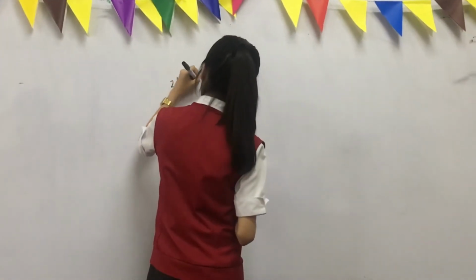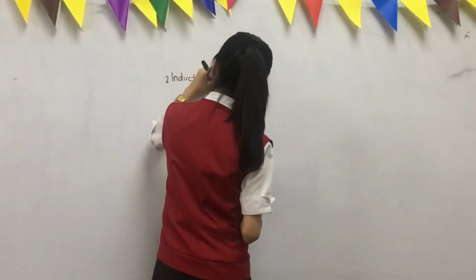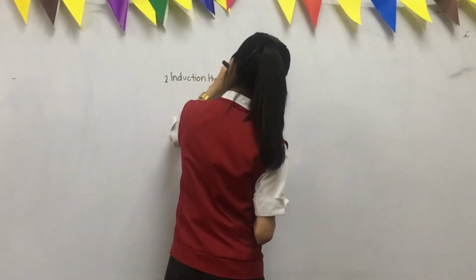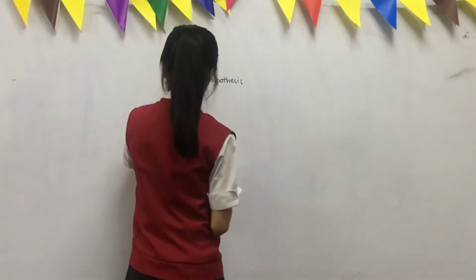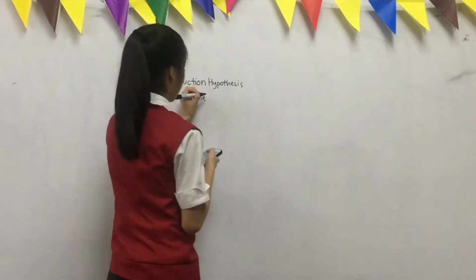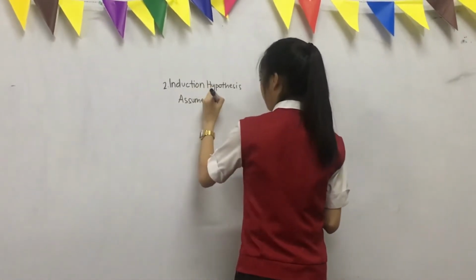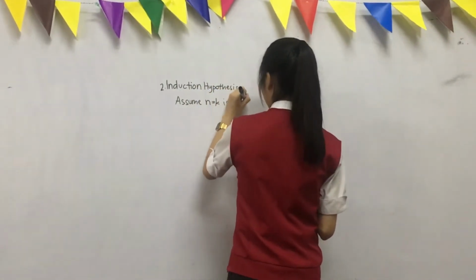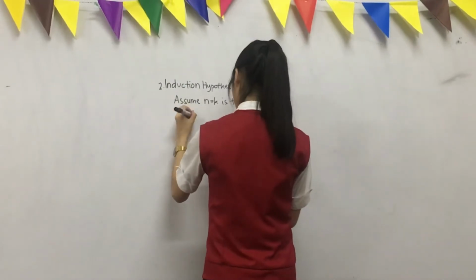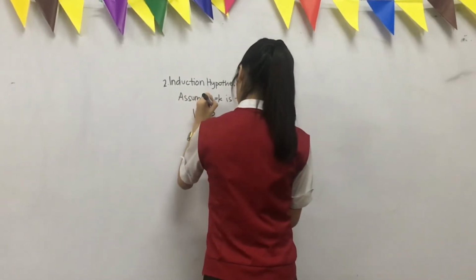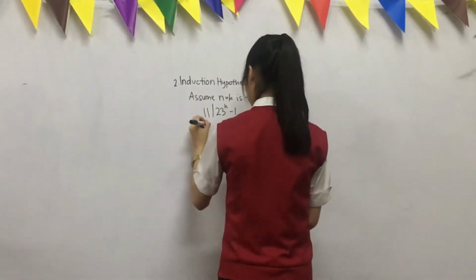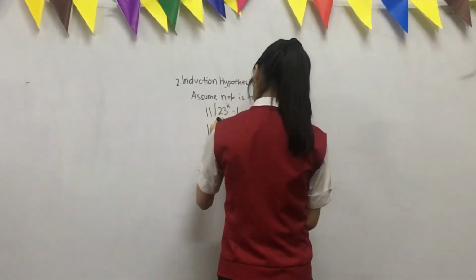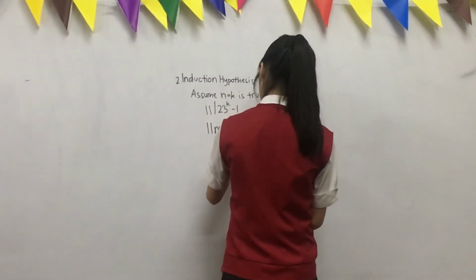The second step of mathematical induction is called the induction hypothesis, where we assume that n is equal to k by substituting variable n with variable k and substituting the divisibility sign with any variable, to show that we can conclude 11m is equal to 23 raised to k minus 1 is true for any natural numbers.